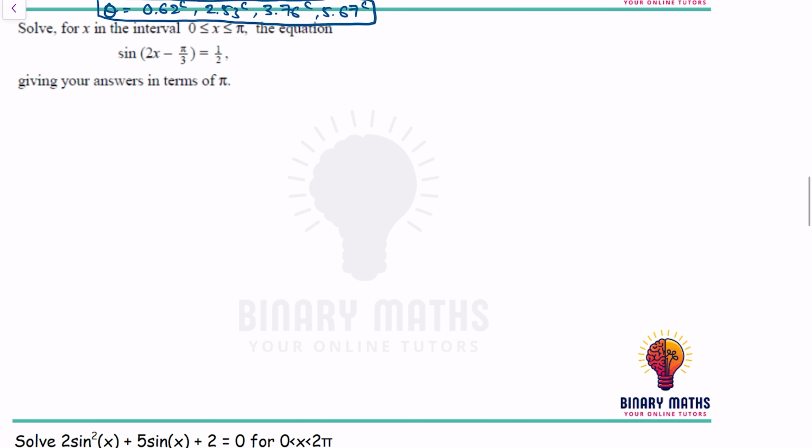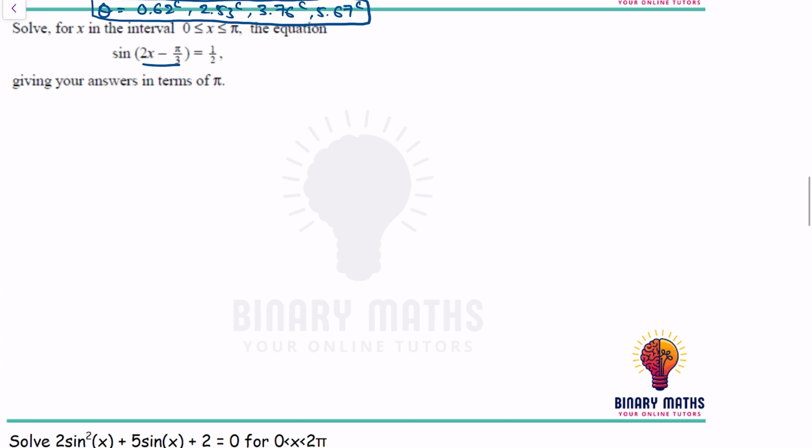Okay, next question. Solve for x in the interval 0 to pi the equation sine of 2x minus pi over 3 is equal to half. Give your answer in terms of pi. Okay, again, this is my inner function. So let u be equal to 2x minus pi over 3. Then sine of u is equal to a half.